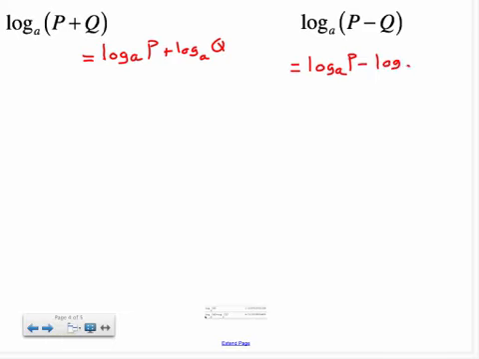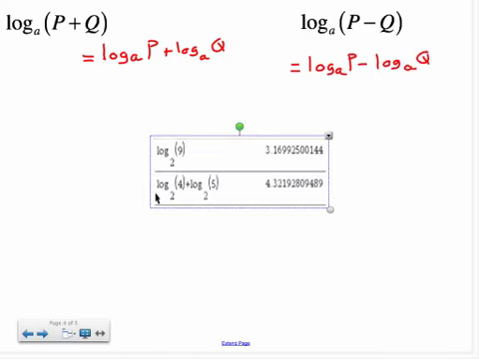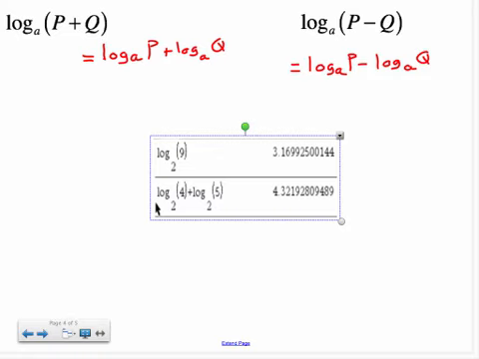It's convenient because it goes with what you're used to seeing. Here's what happens when I go to the calculator to see if that's true or not. I have log base 2 of 9 is 3.169925, and 9 is 4 plus 5. So the question is, could I have made log of 4 plus 5 into log 4 plus log 5? And we can see clearly that no, that is not the case.